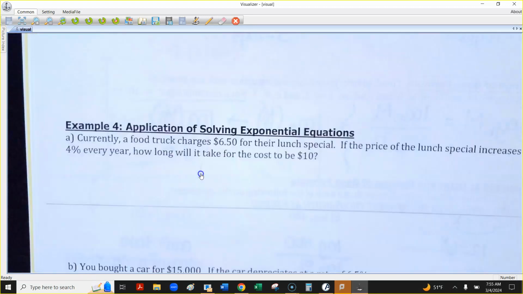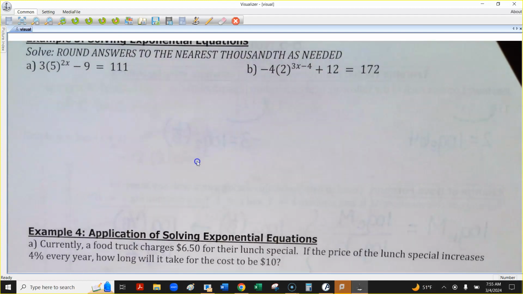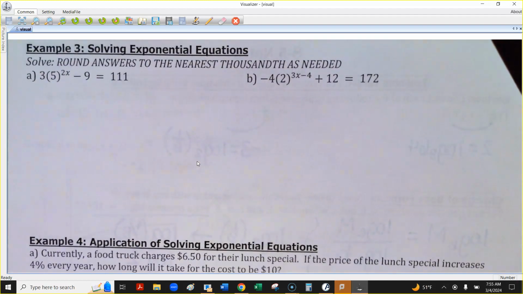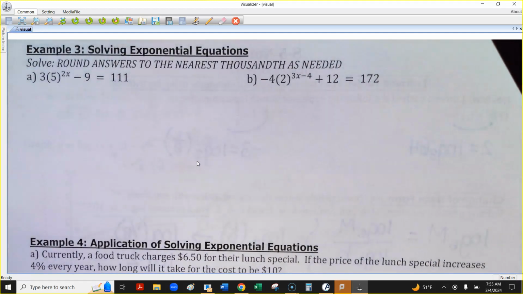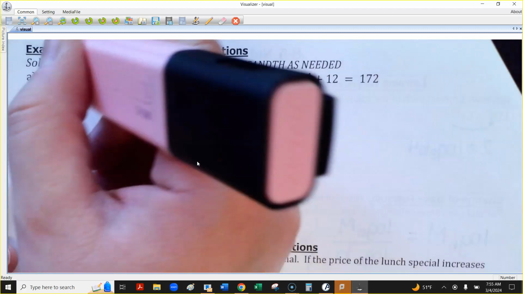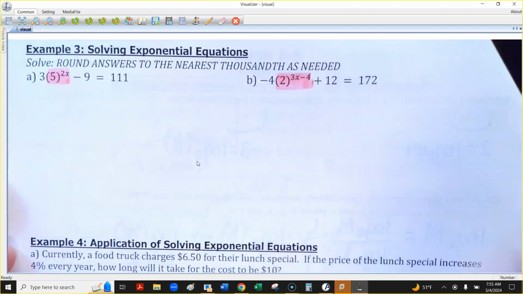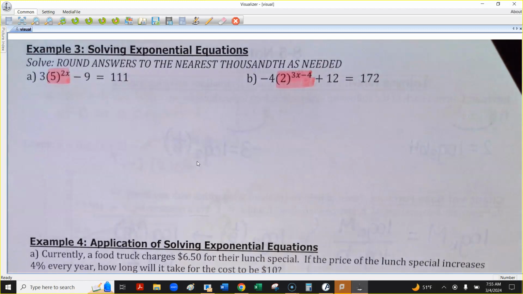Okay, now these two guys on the back are a little bit extra, more complicated. But what you want to do, exponential equation, we're gonna use a log to help us solve this. First thing on this question, do not multiply that 3 and 5 together. That's a common mistake people make. In each one of these equations, what you want to do is isolate whatever has your variable in the exponent. So in that first equation, the only thing that I'm taking to the 2x is the 5.